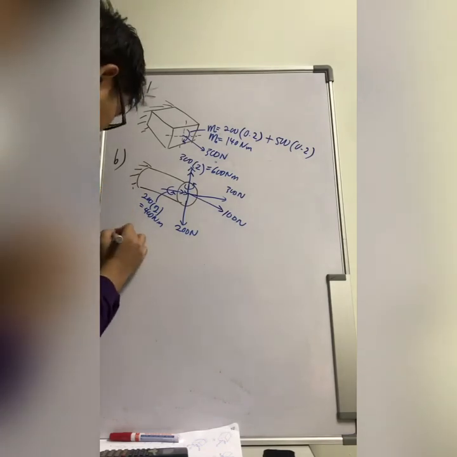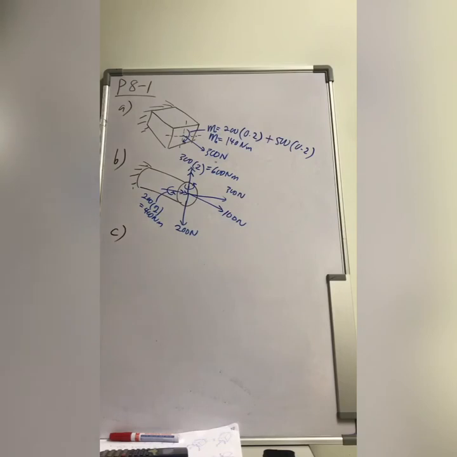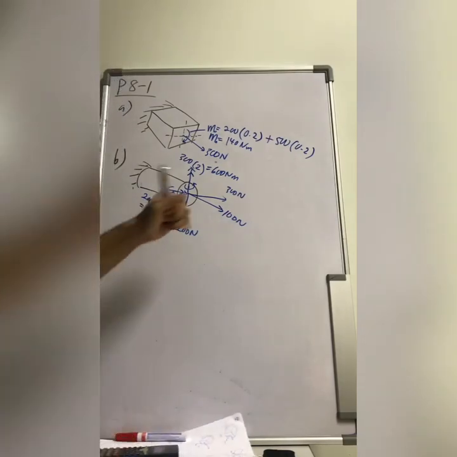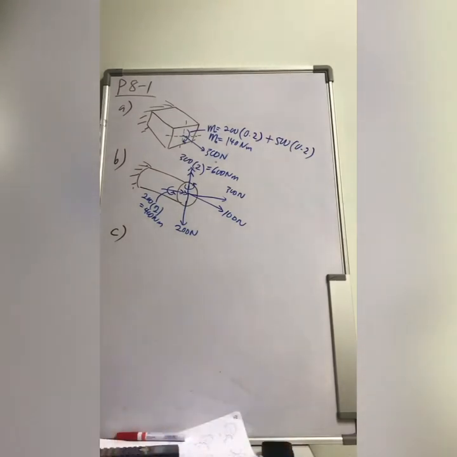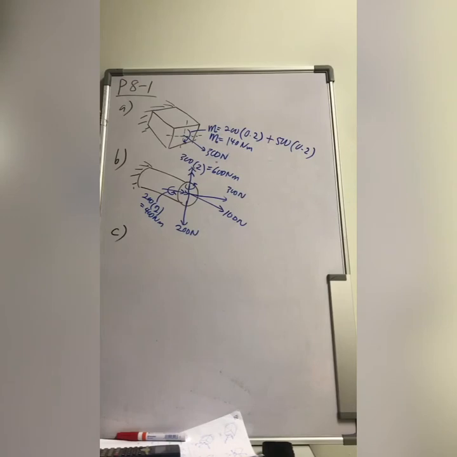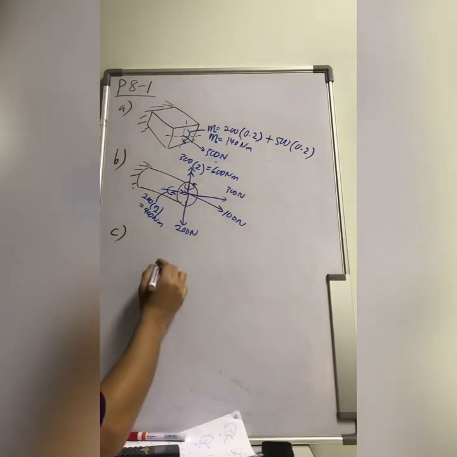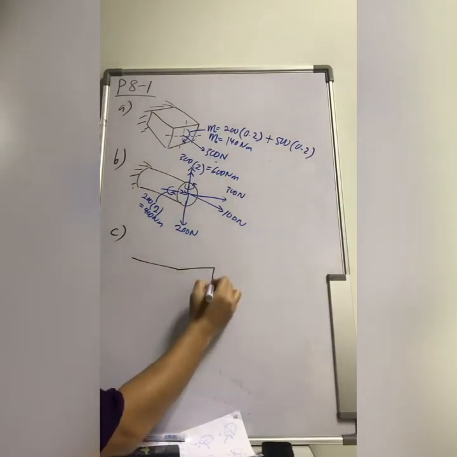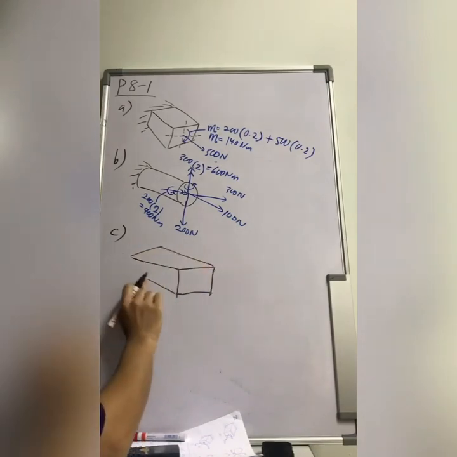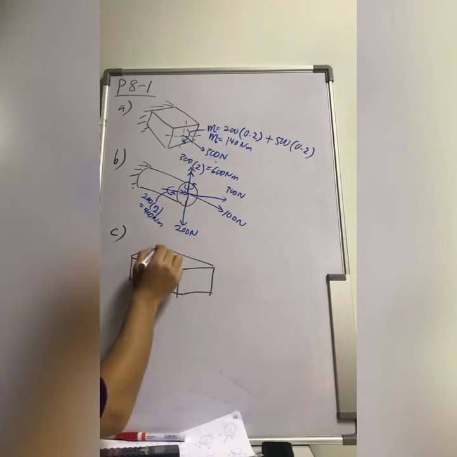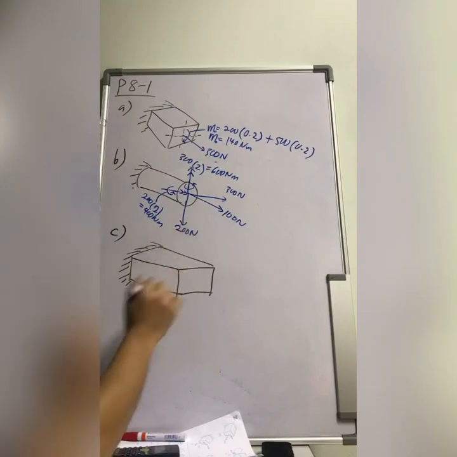Next we go to C. By the way, these are just preliminary problems. You have to master this before you go to really combining the loads. Then C is actually like A, but now the loads are somewhat different. So now what you have is for C. This is the section.